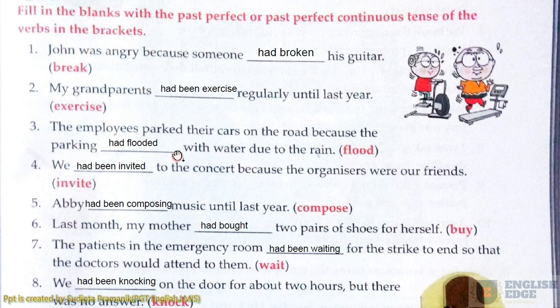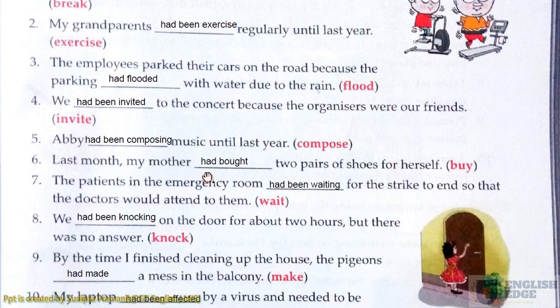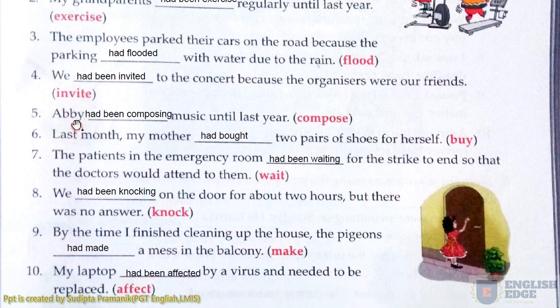The employees parked their cars on the road because the parking had flooded with water due to the rain. Here flood is the main verb. We had been invited to the concert because the organizers were our friends. So invite is the main verb. Abby had been composing music until last year. Here compose is the main verb.